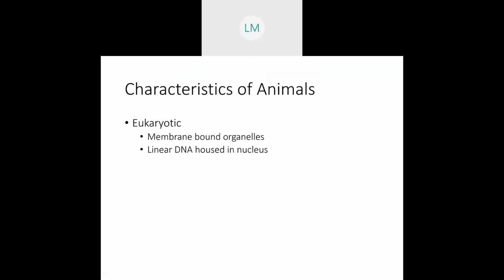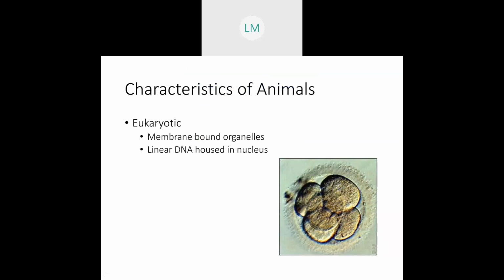So animals are eukaryotic, so there are no prokaryotic animals. They all have those membrane-bound organelles. They all have that linear DNA that's inside that nucleus, right? So we are definitely fully in the eukaryotic domain here, no prokaryotes. Animals are also multicellular. There's no such thing as a unicellular animal. So all animals are multicellular.